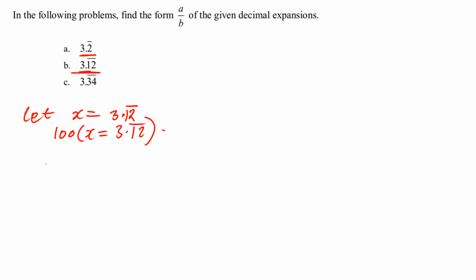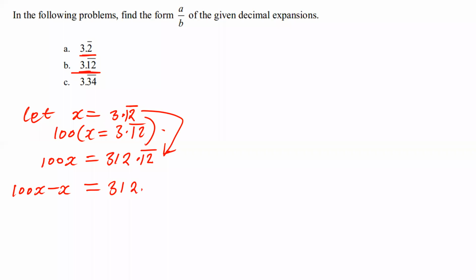When you do the multiplication there, on this side you're going to get 100x, then on the other side you get 312.12, because these 1 and 2 are repeating. So even after multiplying, it's still supposed to be there. From there, we now subtract this equation from this equation. So we're going to have 100x minus x being equal to 312.12 bar minus 3.12 bar.